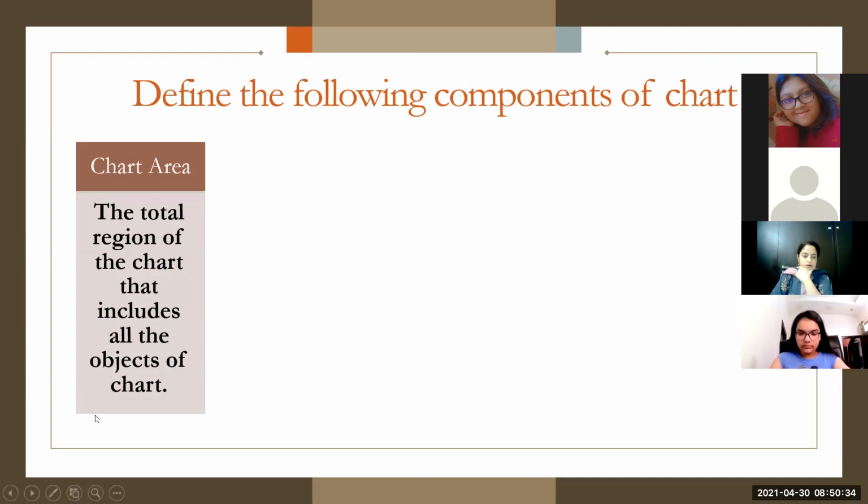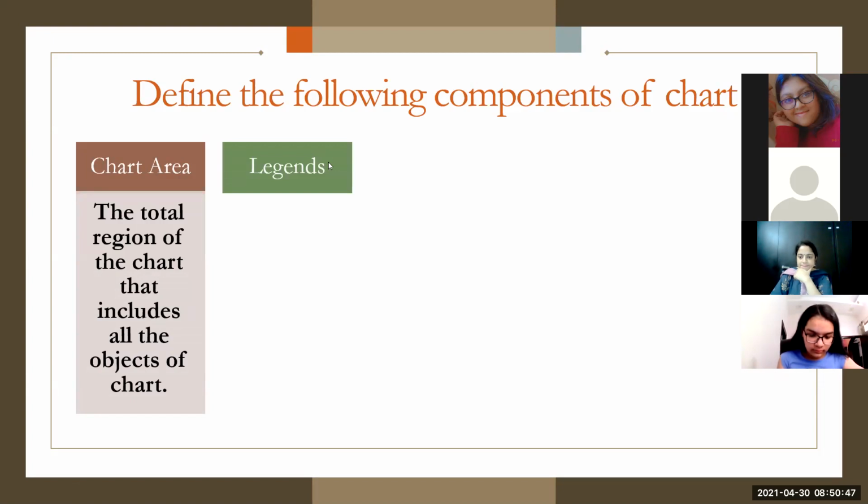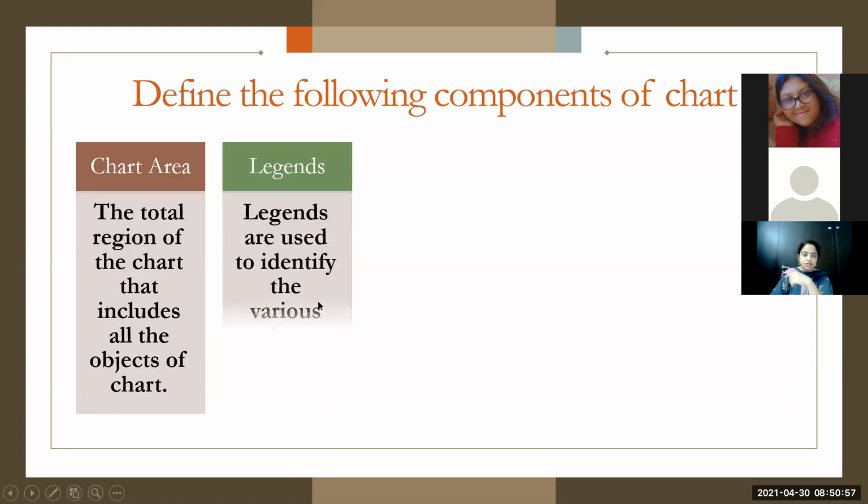Okay, next one. Jalashri, you will say the next one. Next is legends. They help us to identify various plotted data series, by assigning a unique color. As each data series is given a unique color, legends help us to identify the various data series.